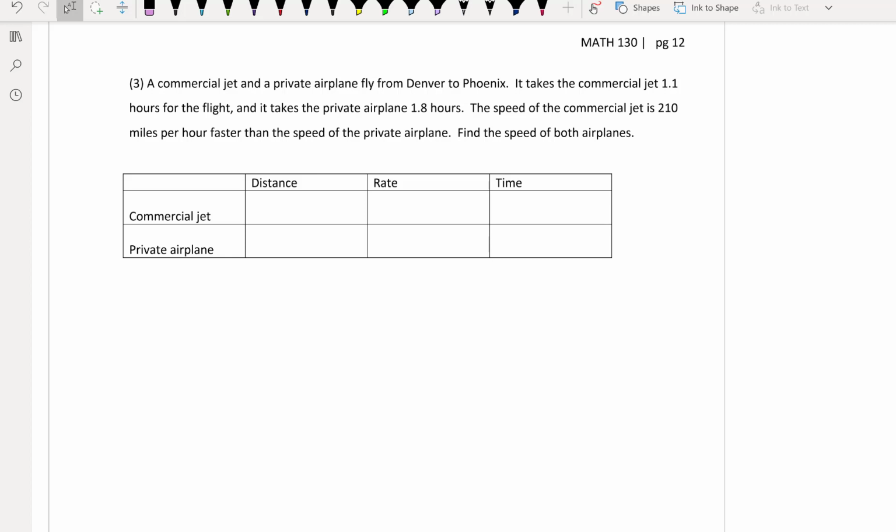So let's think about this. Again, it's asking for the speed, so I'm going to be thinking about the rate here. So what information do they have? Well, it says that the commercial jet is 1.1 hours. So hours tells me it's a clue for my time. So I'm going to have 1.1 for my hours. And the private plane, I have hours, and that's 1.8 for my time.